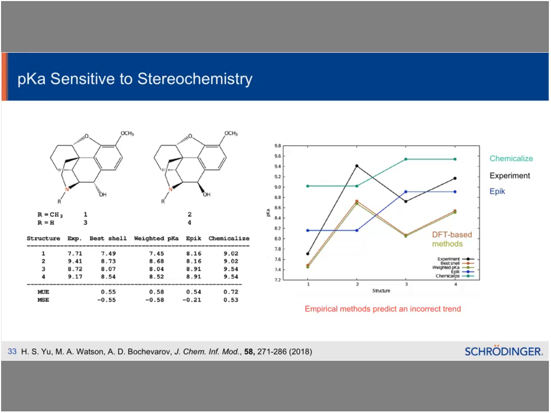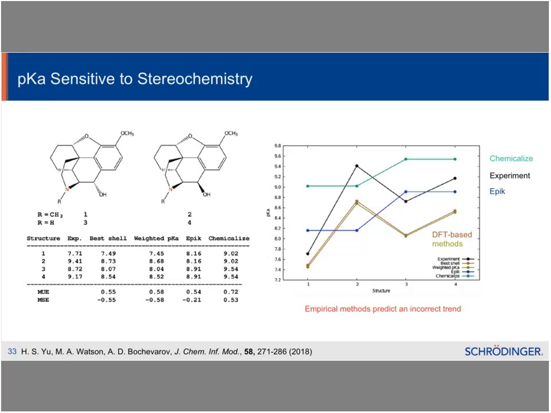These things are actually diastereomers. They're non-enantiomers. So the dipole moments of these molecules are different, and subsequently the pKa's can be different. And if you look at molecules, for example, 1 and 2, their pKa's are fairly different. 7.71 and 9.41 are large differences.